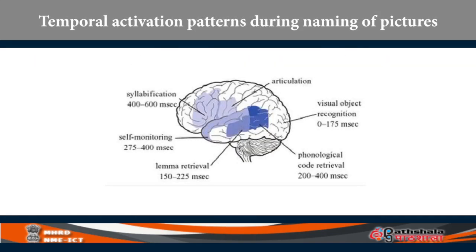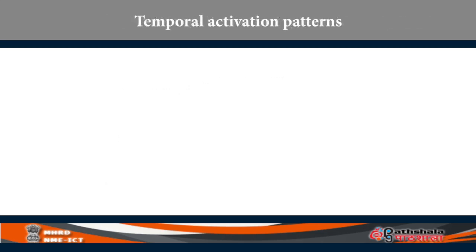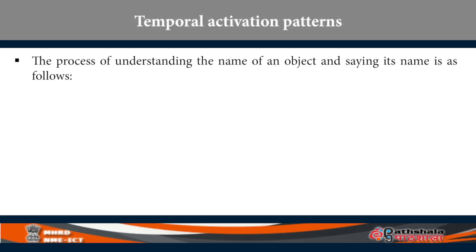So see the picture on the screen. This is a picture of temporal activation patterns when you are asked to name a picture. You are shown a picture, you are trying to name it, and what happens in your brain is what is shown. Let me summarize the activities. You look at the picture, listen to the patterns. 0 to 175 milliseconds, you grasp the visual features of the object. You are looking at a picture, you grasp the visual features from 0 to 175 milliseconds.